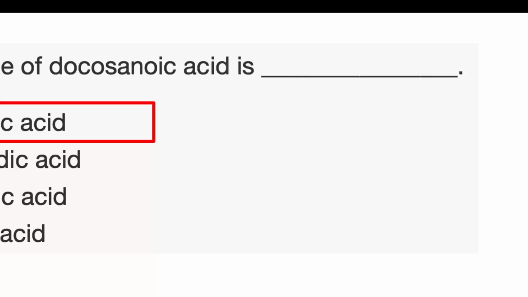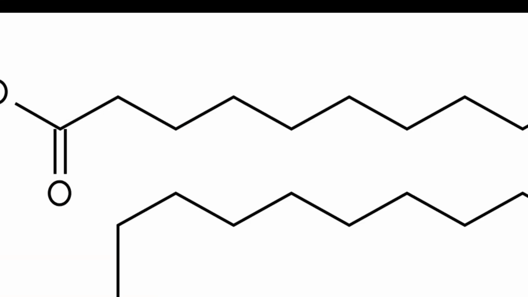Ramya has answered correctly. Behenic acid is an example of a docosanoic acid. This is the structure of behenic acid. The other name of behenic acid is docosanoic acid, a long chain fatty acid that is saturated and straight chained. So how many carbons? 22 carbons.